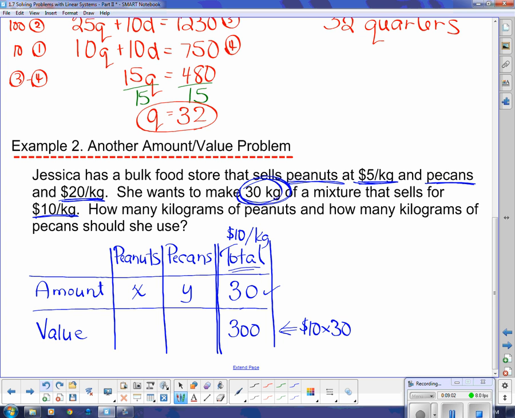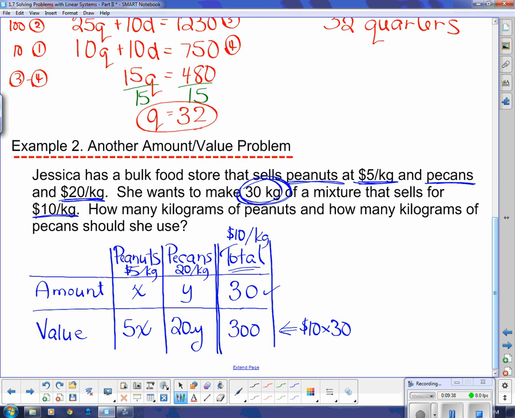Now, of course, our peanuts sold for $5 per kilogram. So that means I have to multiply the 5 by the x to get the value of peanuts, because I have x kilograms of peanuts, and each of those kilograms is worth $5, so the whole lot of them are worth 5x. And the pecans, they're much more expensive. They were $20 for 1 kilogram, so if I have y kilograms of them, I have to multiply 20 by the y to get the value of the pecans.